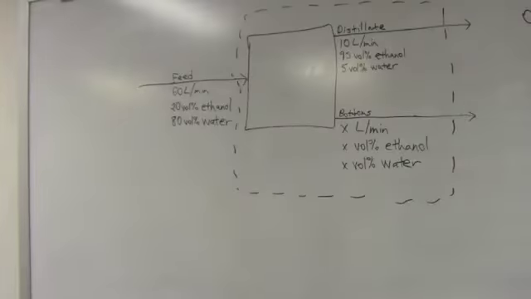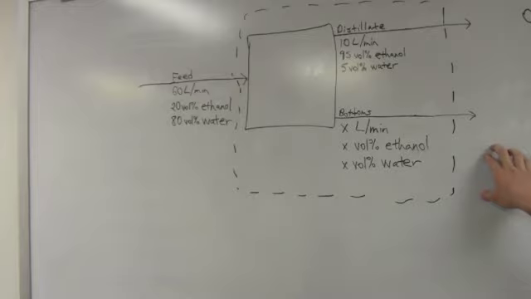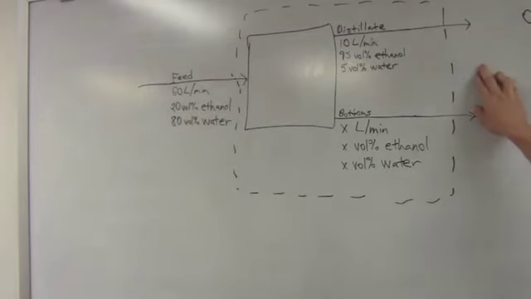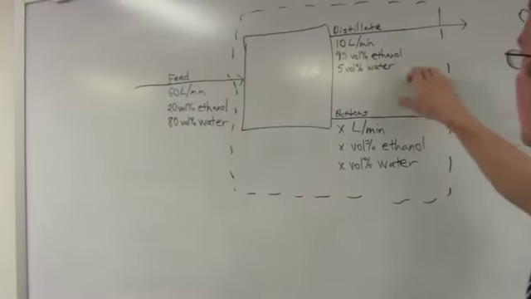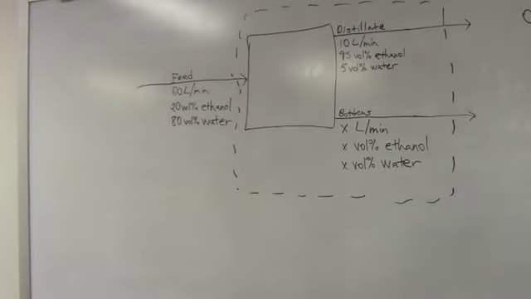Okay, this problem here is a basic material balance. Here we have a distillation column. We're trying to separate ethanol and water. First thing you want to do with a material balance is draw a big black box around your system to define your boundaries. So here we have a feed stream and two product streams called distillate and bottoms.